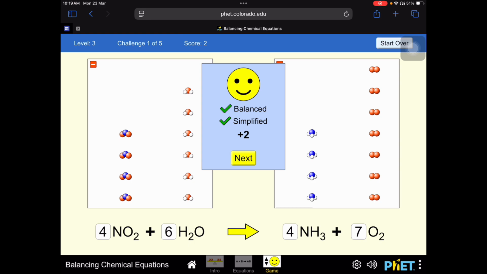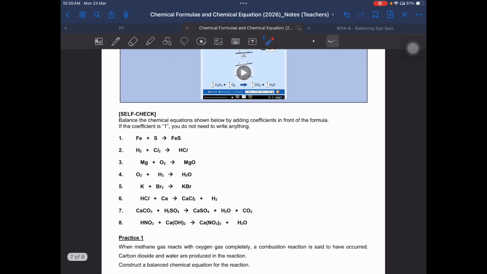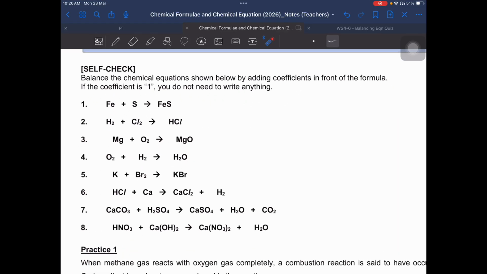Once you're done with this, do go back to your notes, because we are going to try to balance what is on the worksheet now. So I'm going to move back to the notes itself. After figuring out the simulation, you should be more familiar now with how balancing of the equation should look like. Now, this is a self-check for yourself.